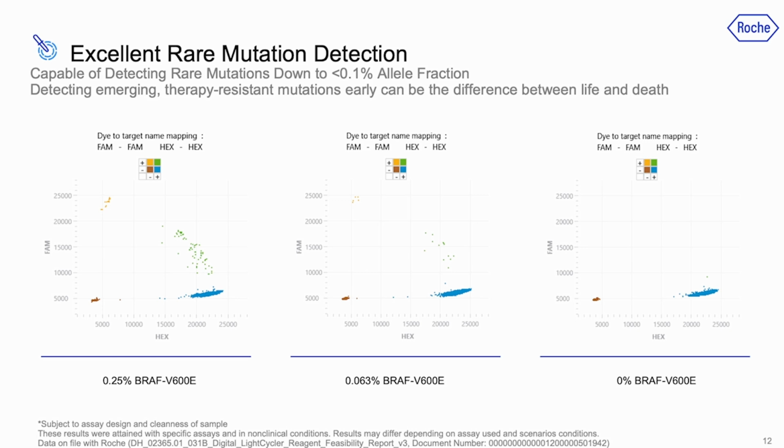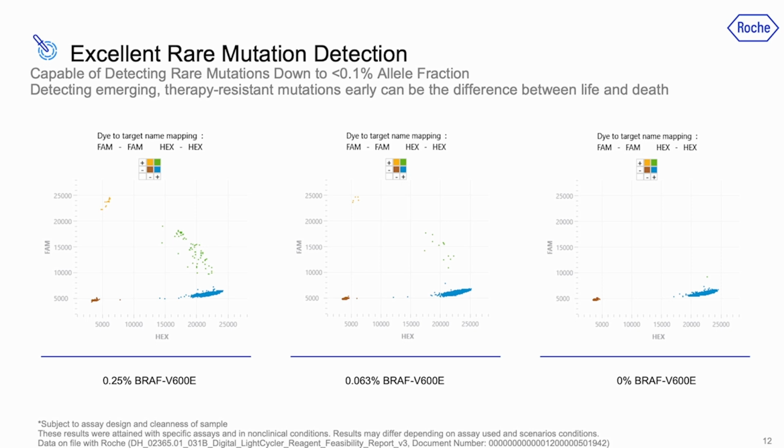What I hope you can appreciate between these plots is that there is a significant difference in separation between each of these clusters. There's a capability of thresholding very nicely across these conditions, which allows for really nice, accurate quantification overall. And more importantly, I'd like to indicate that the system is able to detect the BRAF V600E mutation at less than 0.1% allele fraction.